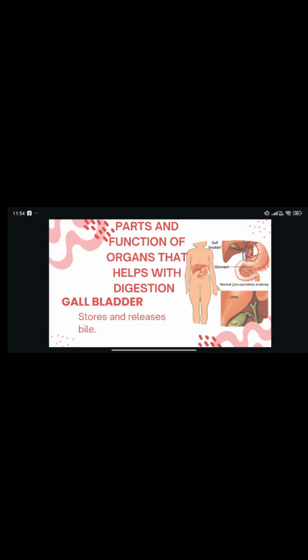The next part is the gallbladder. It stores and releases bile. The gallbladder stores and concentrates bile made by the liver. When you eat fatty foods, it releases bile into the small intestine to help digest fats.